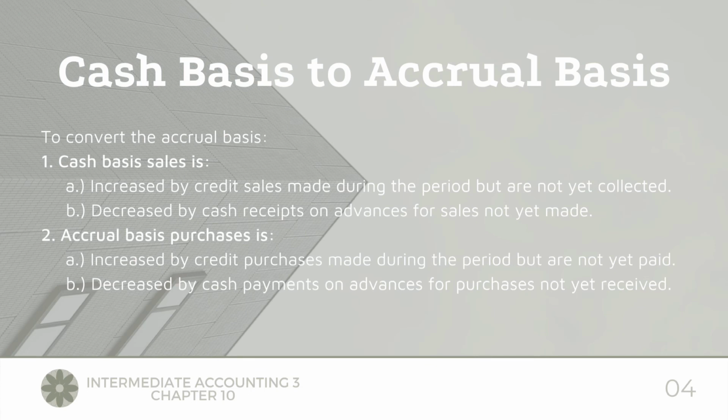Cash basis to accrual basis. To convert to the accrual basis, number 1, cash basis sales is A, increased by credit sales made during the period but are not yet collected. B, decreased by cash receipts on advances for sale not yet made. Number 2, accrual basis purchases is A, increased by credit purchases made during the period but are not yet paid. Letter B, decreased by cash payments on advances for purchases not yet received.